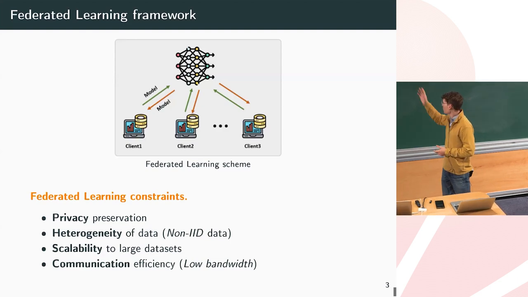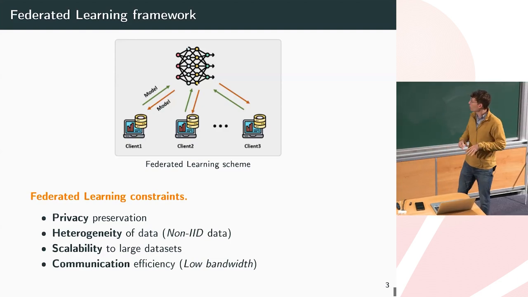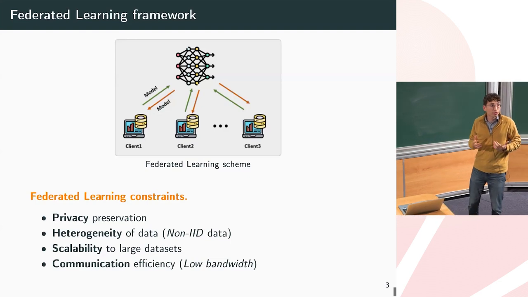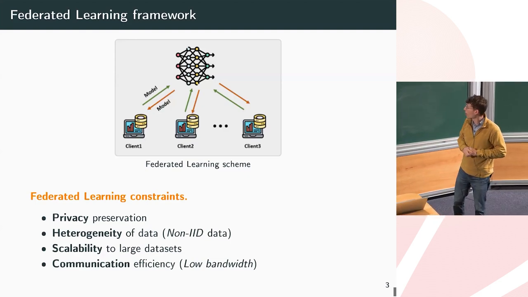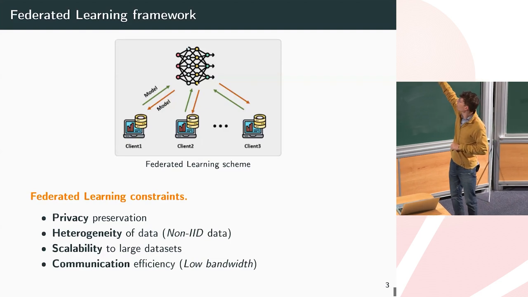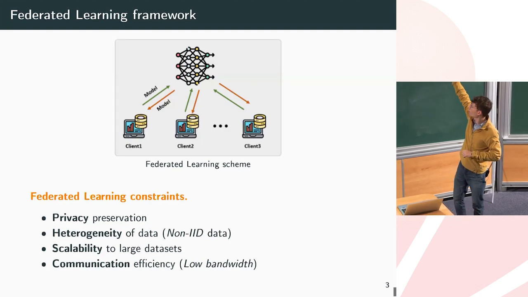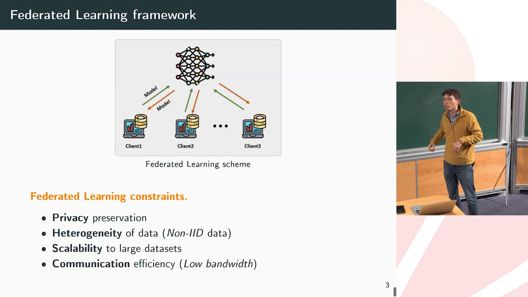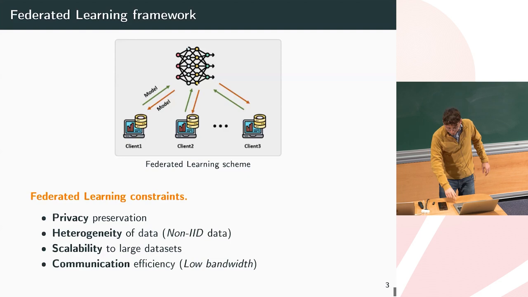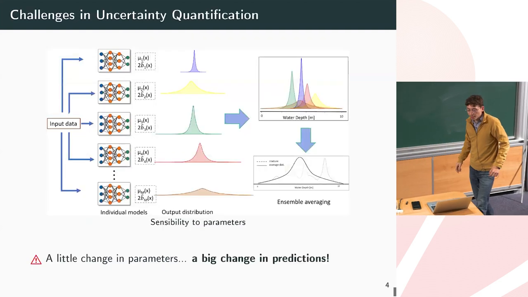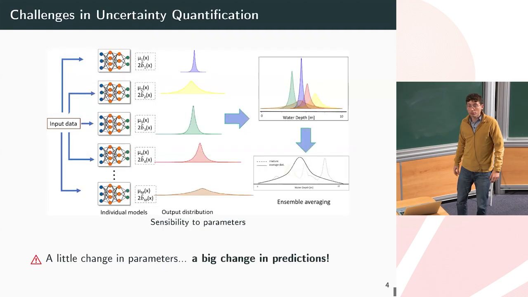And there is a scalability constraint. As you have a lot of data, you should have efficient algorithms. And also a communication constraint. As it involves many iterations between client and server, you should maybe compress the information or communicate less, but better information. And it is in this setting that today we will discuss uncertainty management.